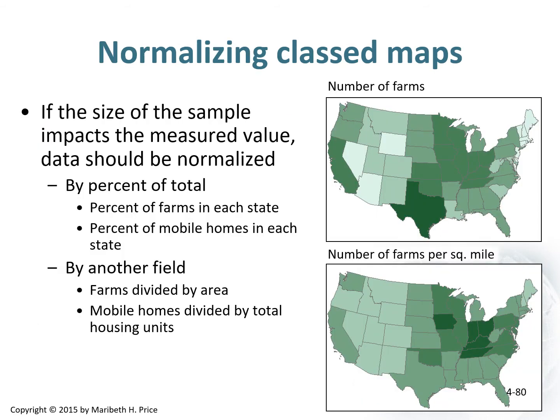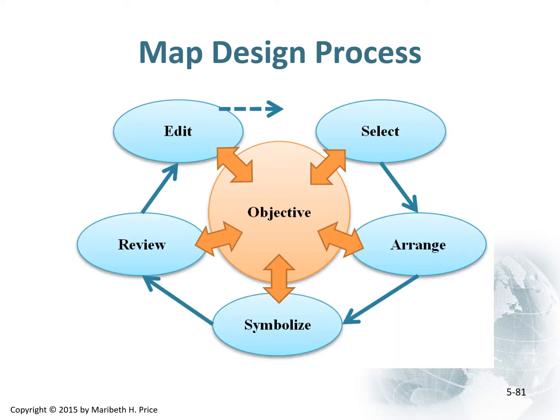Normalizing classes, you do that by simply dividing by another field. For example, if you're looking at numbers of farms, it can be misleading. So maybe you look at farms per square mile, so you're looking at farm density. That's what normalizing is. Map design process is iterative. It sort of runs in a loop. You do each of these processes, and then once you do the process, you go, okay, I selected my data based on what I'm trying to do, my objective. I arranged it, I symbolized it, I looked at it, saw what it looked like, I made some edits and changes, and then I decide if I need more data in order to meet my objective, and you just keep working around until you end up with a good map.